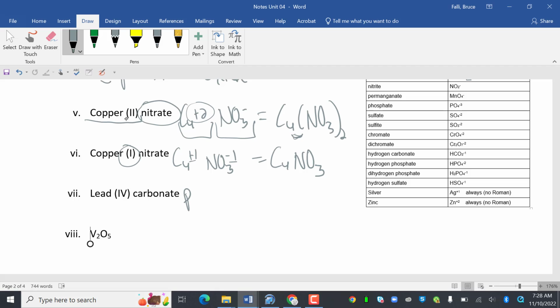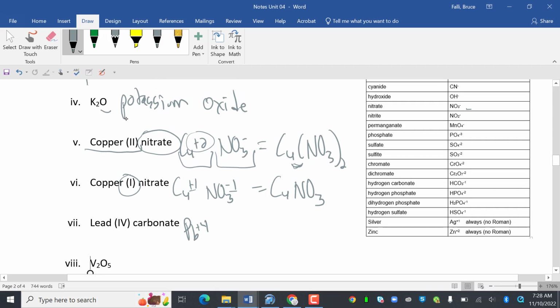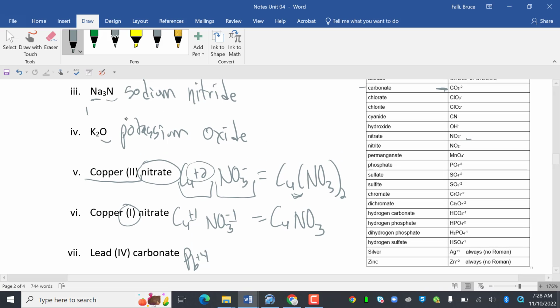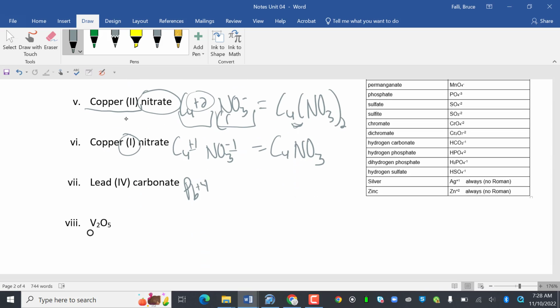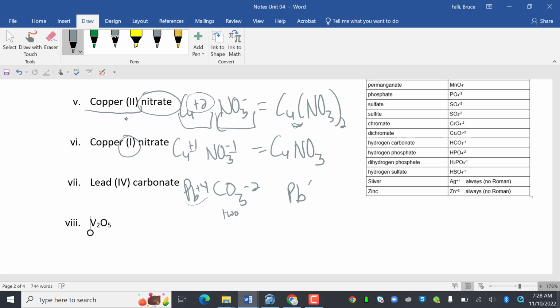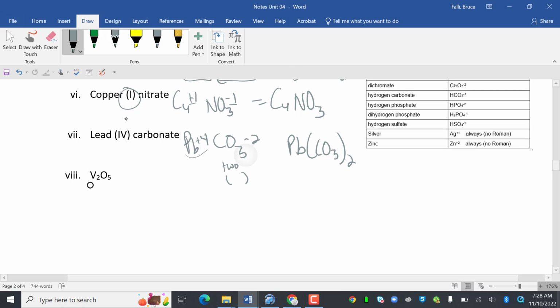Lead 4 carbonate. Lead 4 means plus 4. Carbonate is up here. Again, CO3 negative 2. And you see how to make these charges balance? It'll take 2 negative 2s to balance out the plus 4. So it's going to be Pb, CO3 taken twice. So how do I show 2 of these? 2 are parentheses.